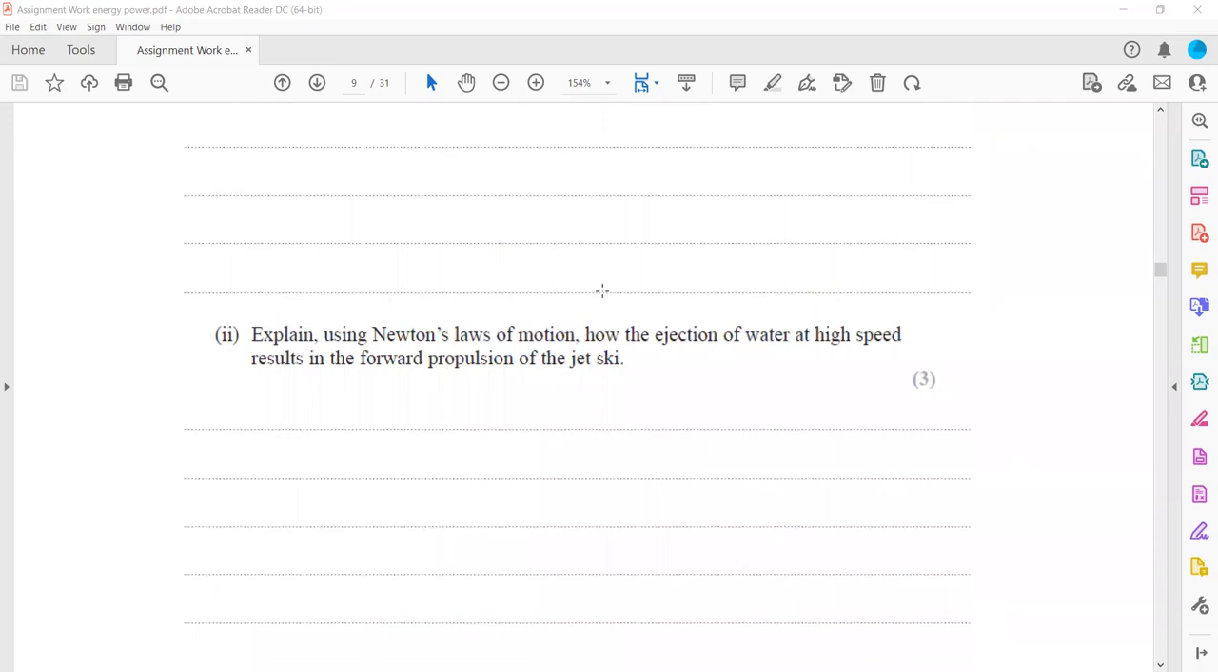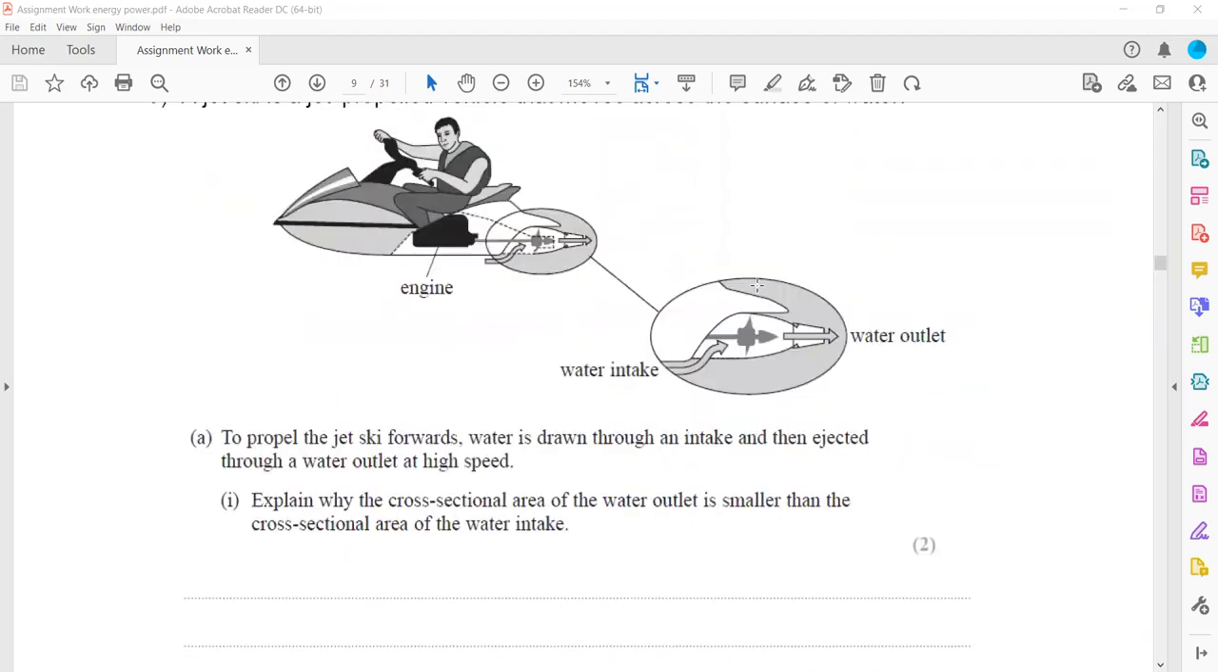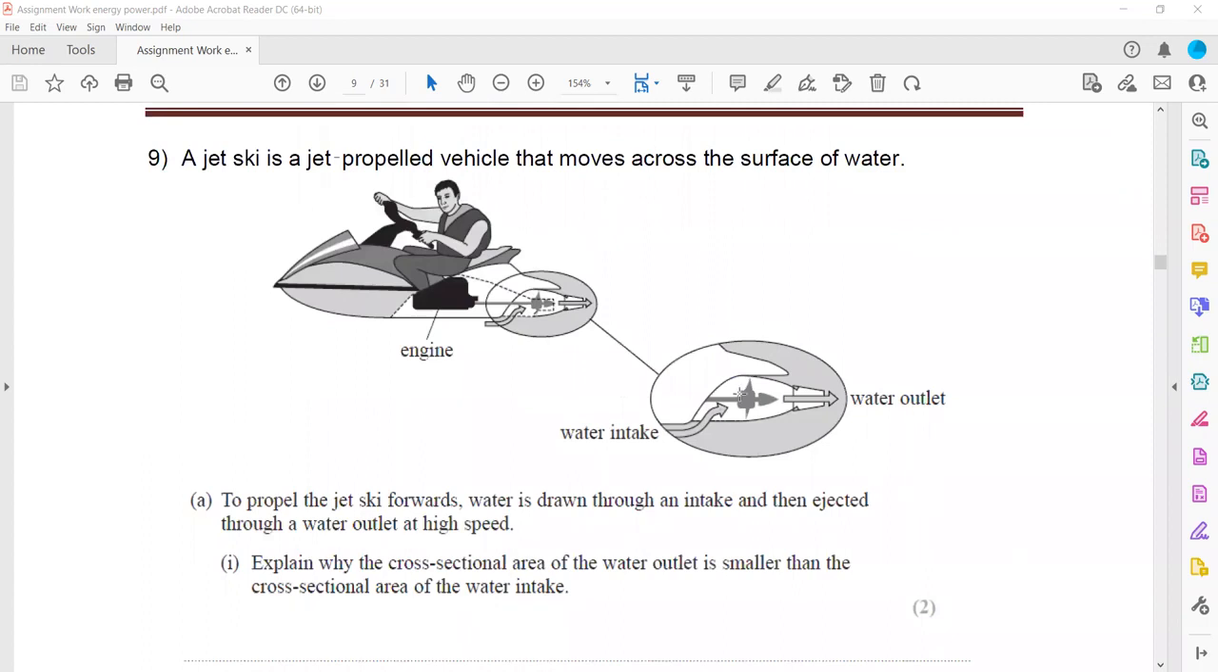Explain using Newton's laws of motion how the ejection of water at high speed results in forward propulsion of a jet ski. Like why this jet ski will move forward. Look, according to Newton's third law, action and reaction forces are equal but opposite in direction.